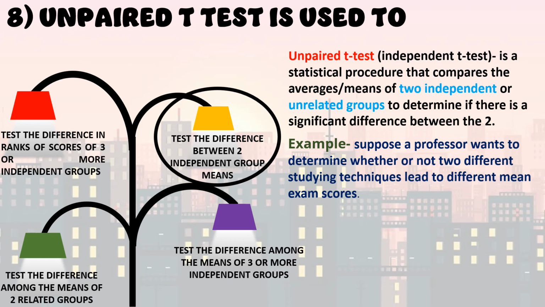So for an example here, suppose a professor wants to determine whether or not two different studying techniques lead to different mean exam scores. So here the professor conducts one type of studying technique in group A and another type of studying technique on group B. So when, in these two groups, that is A and B, we have to calculate the means of these two independent or two unrelated groups, at that time we use the unpaired t-test.